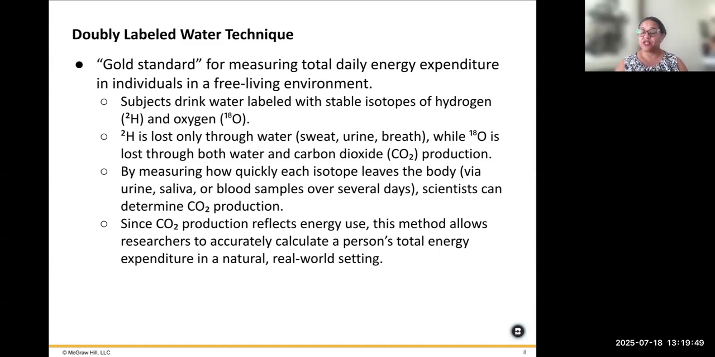By measuring how quickly each isotope leaves the body via the urine, saliva, blood samples over several days, scientists can determine the carbon dioxide production. Since carbon dioxide production reflects energy use, this method allows researchers to accurately calculate a person's total energy expenditure in a natural real-world setting.